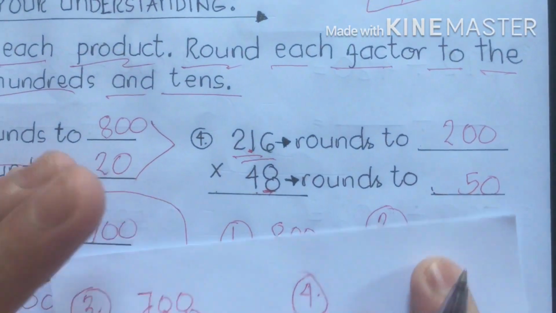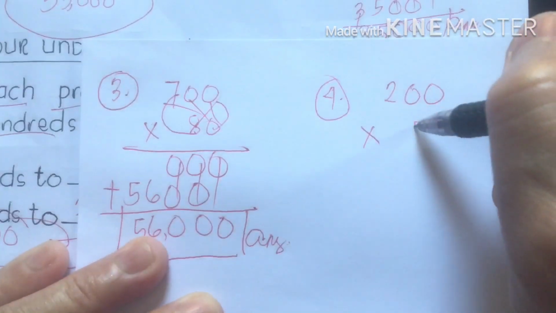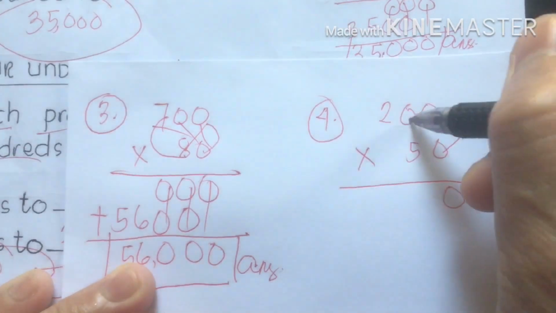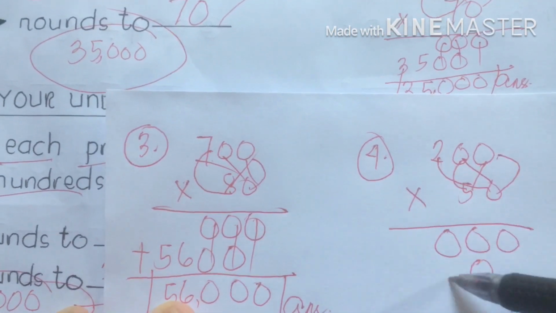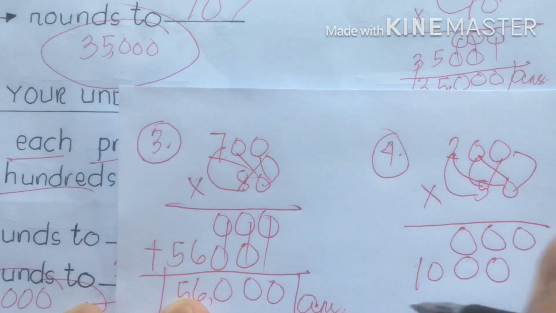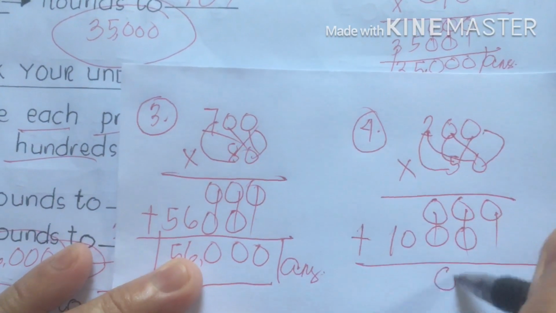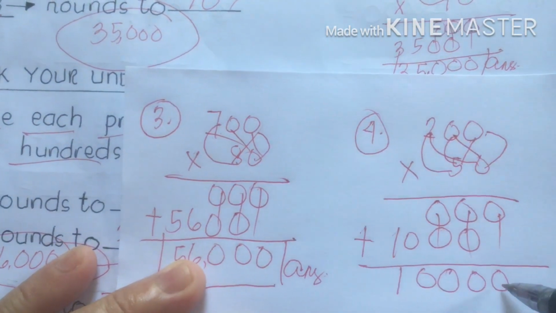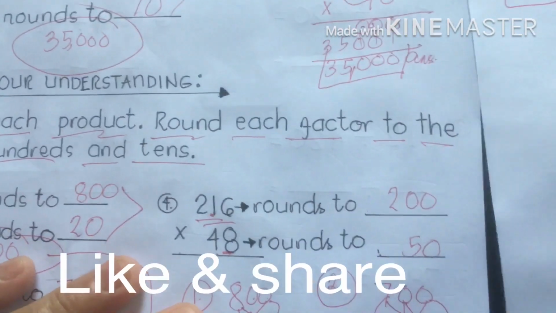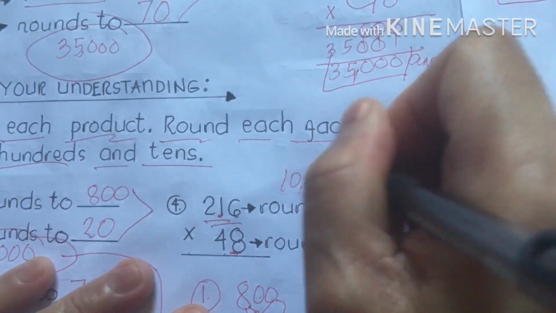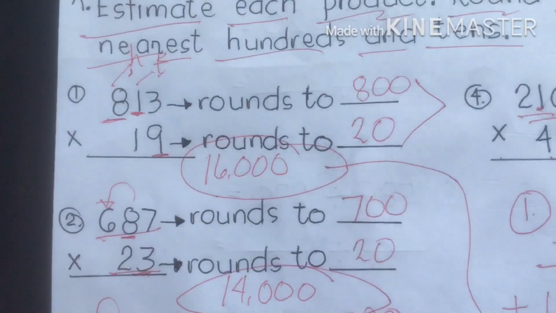For number 4, we have 200 times 50. 0 times 0, 0. 2 times 0 is still 0. 5 times 0, 0. 0 times 5, 0. 2 times 5, my dear students, is 10. Plus, okay, don't forget to write the addition symbol. Bring down 3 zeros, 1, 2, 3, 4, 1. Count 1, 2, 3, put a comma. So this will be our product for number 4: 10,000. That is how you are going to solve, my dear students, in estimating our product.